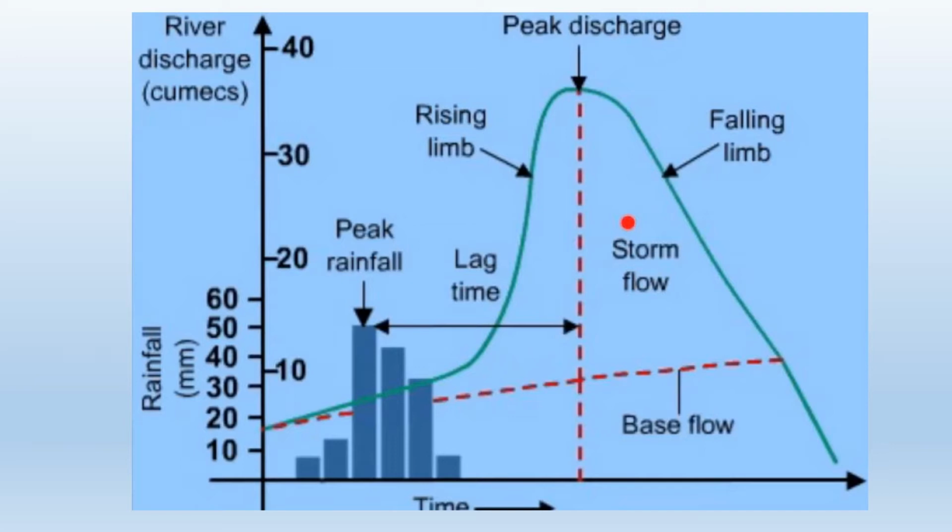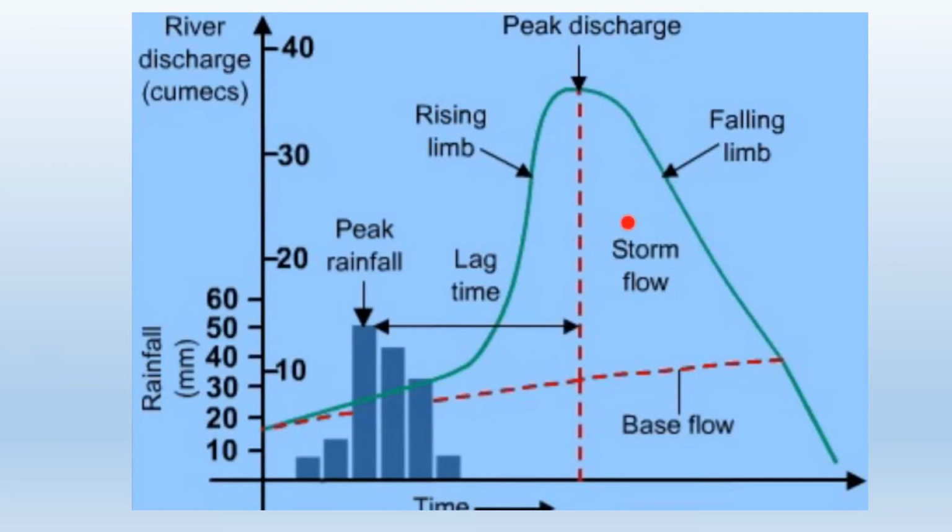And that's our rising limb. And we can see there that the river discharge gets up to about 35 cumecs, and we can see that's where we've got it marked. There's an arrow pointing to it, to the peak discharge.